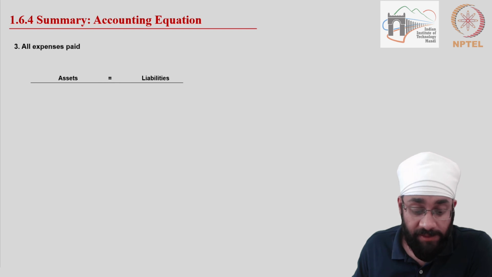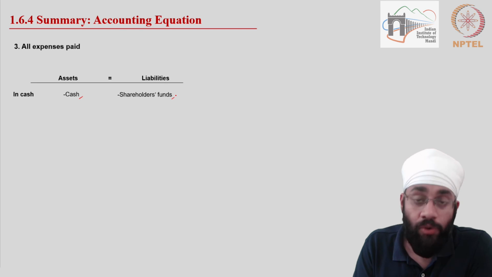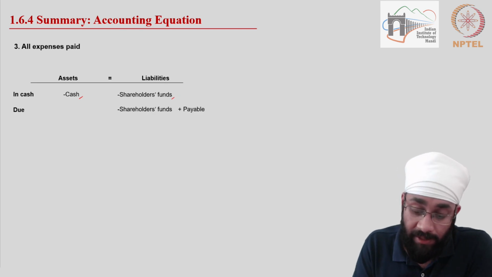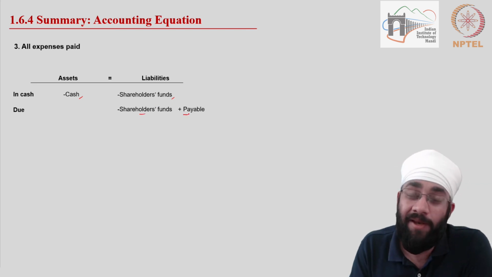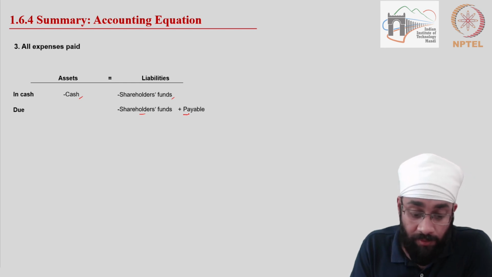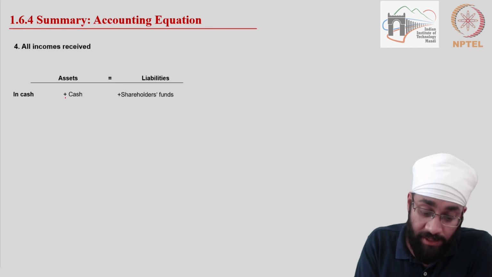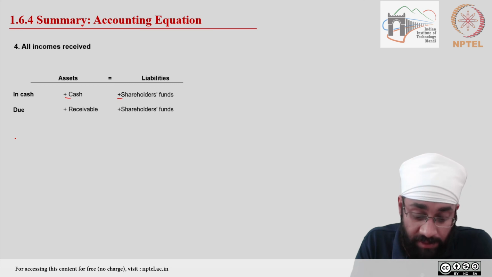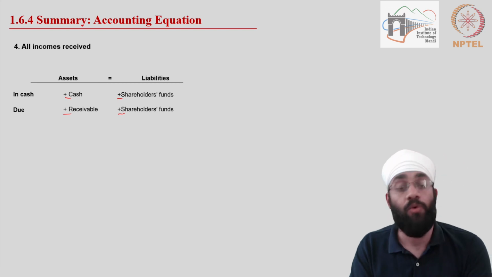Then you have expenses. If you pay expenses in cash, then cash goes down and the shareholder funds go down. If you do not pay it in cash, then the shareholder funds go down and there's a new liability that you have to pay. And finally, for the incomes, if you receive the income in cash, cash goes up, shareholders' funds go up. And if you do not receive it in cash, then the receivables, another asset, goes up and shareholders' funds go up.